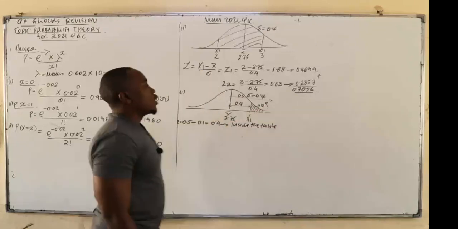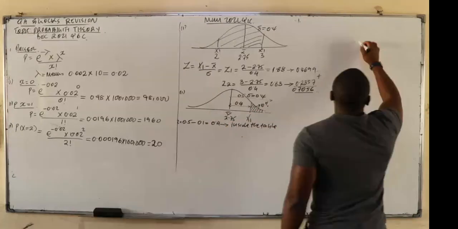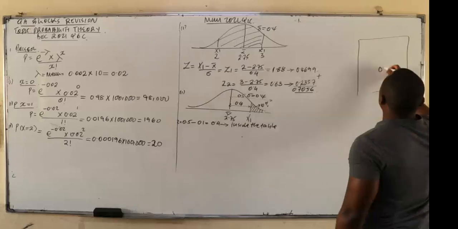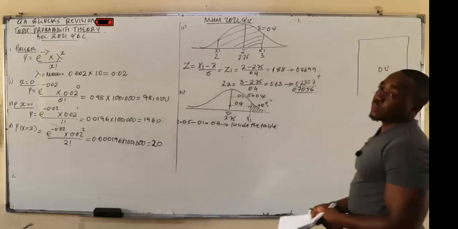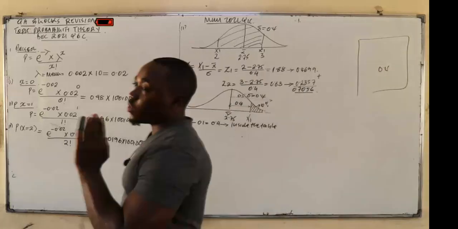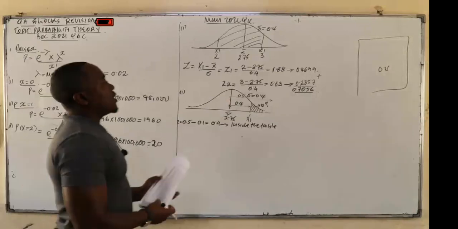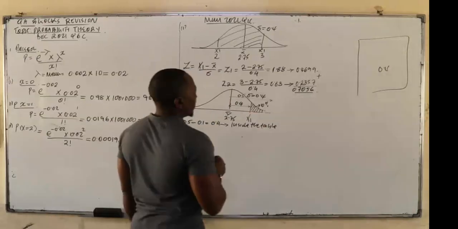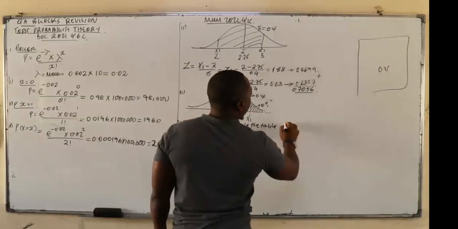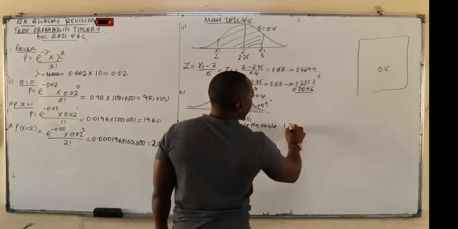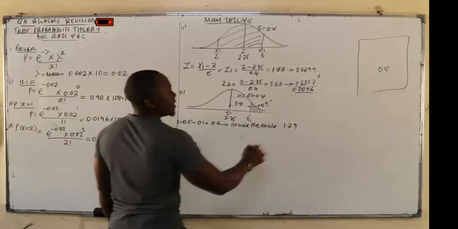So now go to the normal distribution table. Inside, you look for 0.4. And if it's not exact, you look for the figure close to 0.4. Then once you get that figure, you read the coordinates. You're getting 1.28. Yeah, so this is our Z.